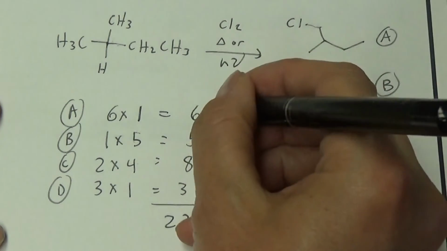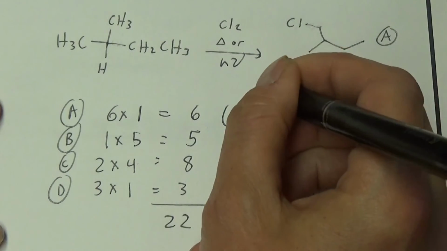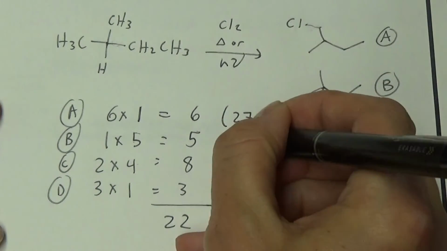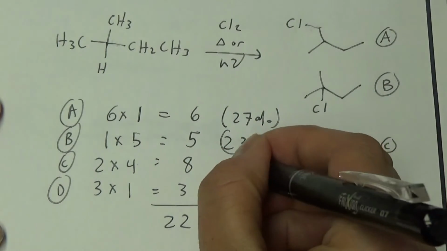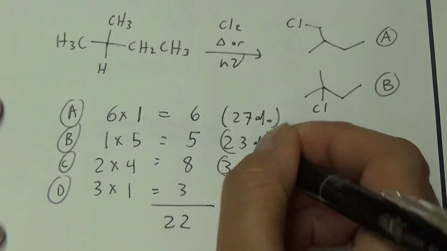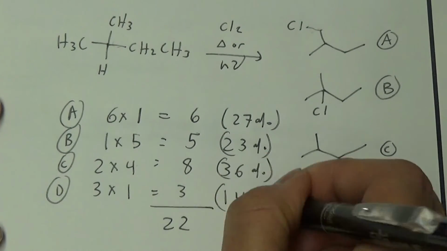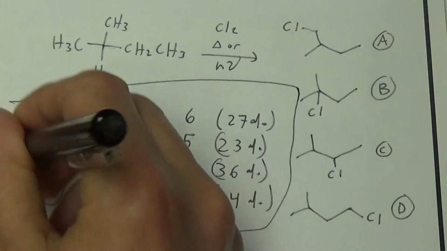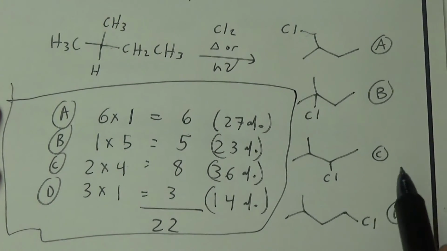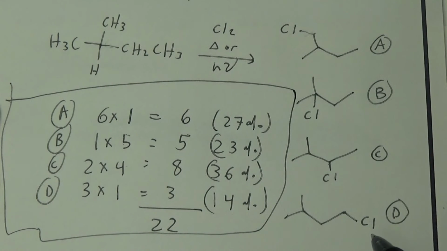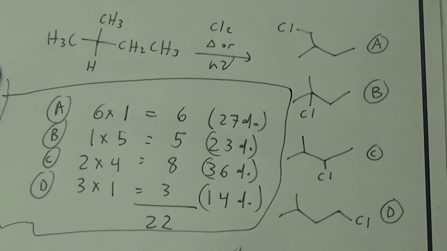We get 27%. We get 23%. We get 36%. And we get 14%. So here's the winner. Which of these products will be formed in the most quantity? Which percent's the highest? It is C. The winner is C, right?